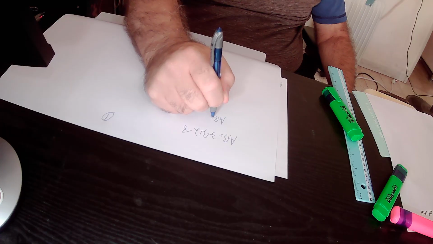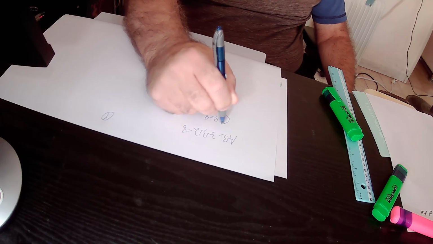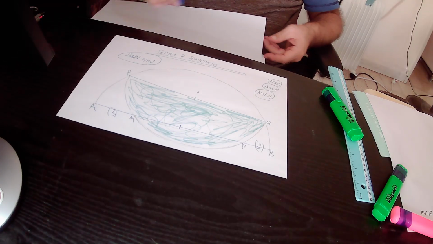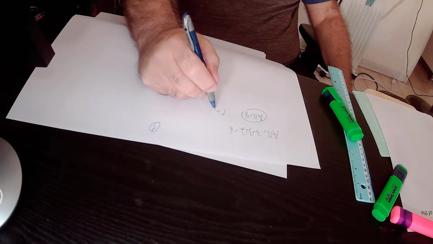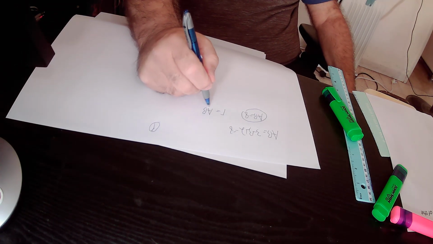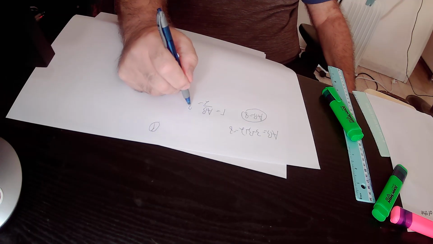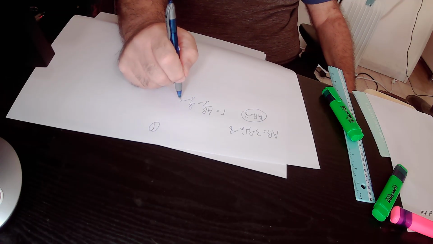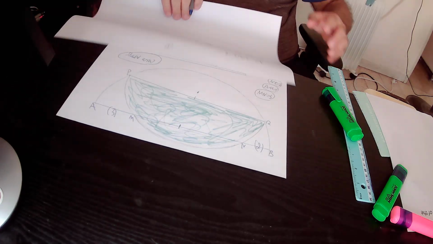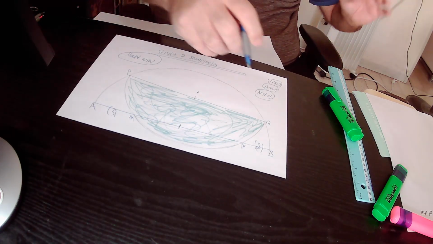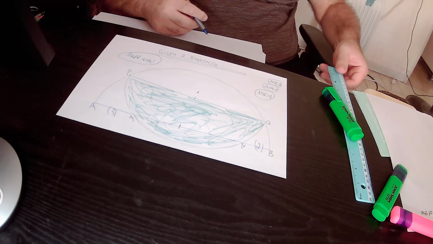AB equals 8. So we define the radius of this big semicircle as R. The radius R must be equal to the diameter AB over 2, so it is 8 over 2, that is 4. So the radius R of this big semicircle equals 4 units in length.